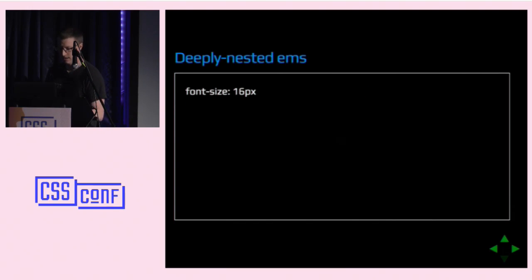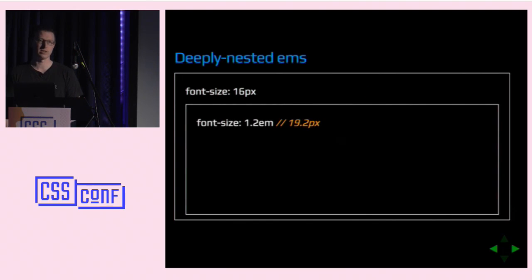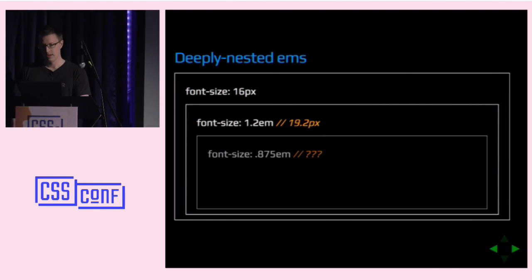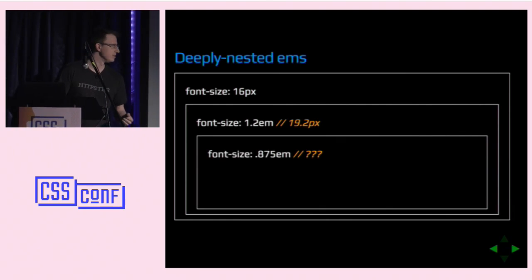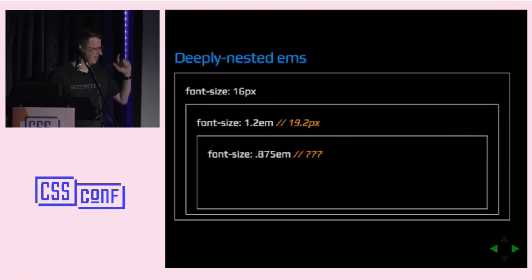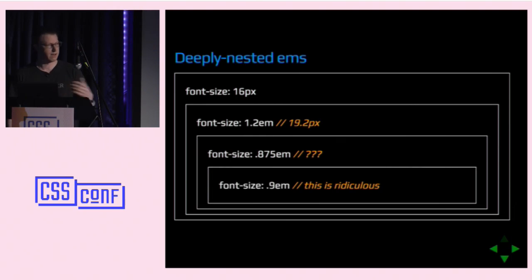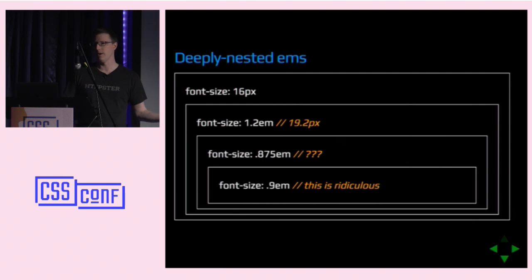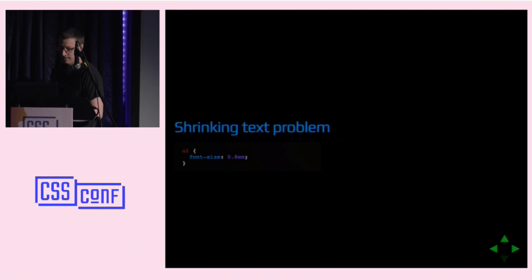If we have a container with font size of 16 pixels, a child with font size 1.2M, the browser multiplies it. If we use M again for another font size inside that, the browser multiplies that, and we kind of have to scratch our heads a little and do a little math. And if we keep nesting it, it just gets completely out of control fast. We have no idea what an M is anymore. We totally lose track of it.